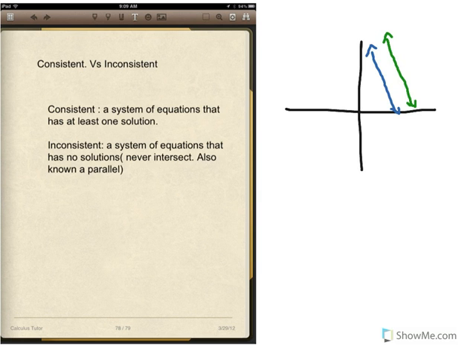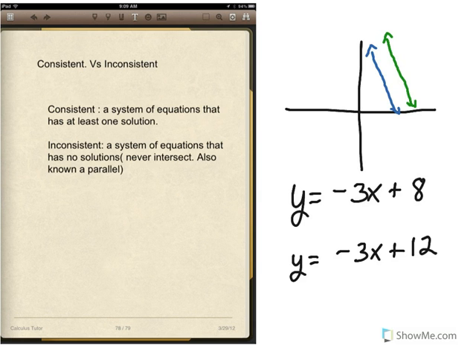Another way to determine that is by looking at the slopes of the two equations. If we look at these two linear equations, we can see that their slopes are the same. We know that if the slopes are the same, the lines are parallel. Since the lines are parallel, we know the two lines are inconsistent. That means they never intersect. Please pause the video and copy this into your notes.